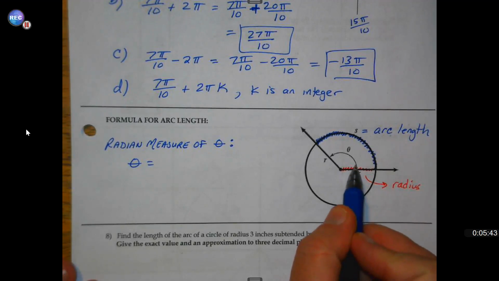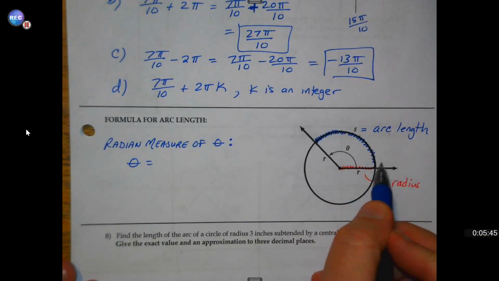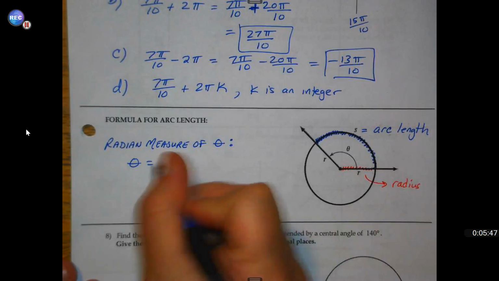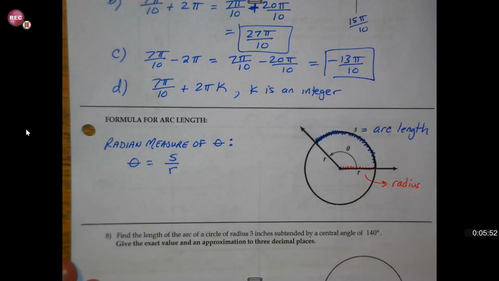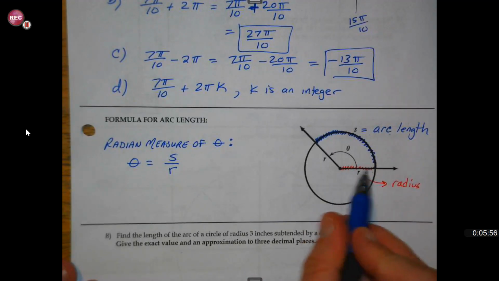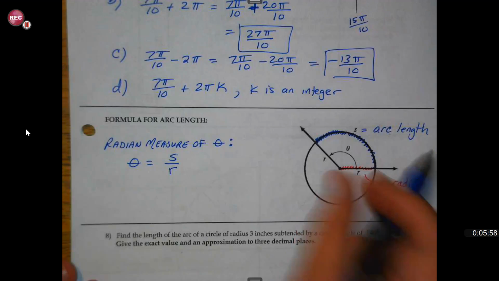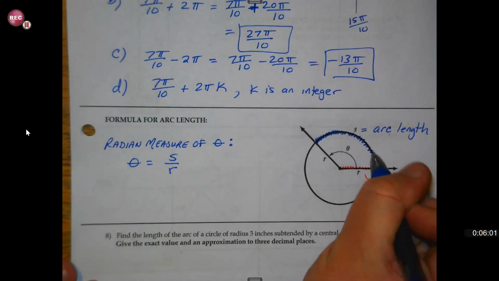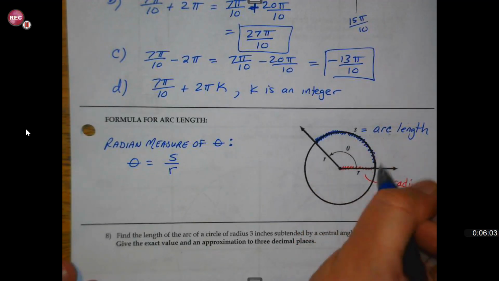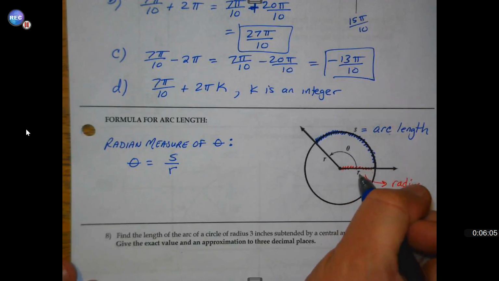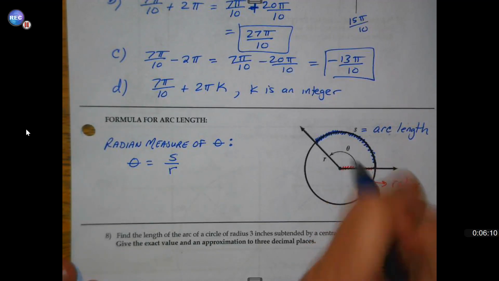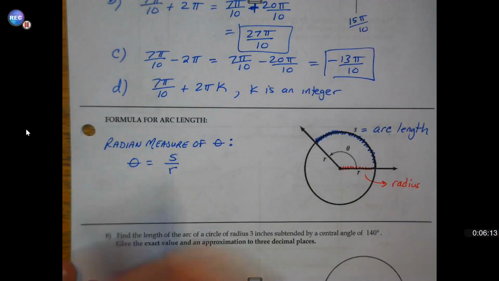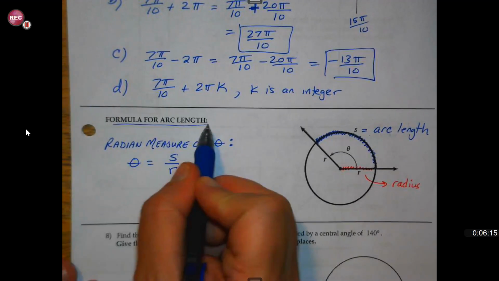Now when we were working with the Twizzlers, we defined the radian measure of theta, so what theta is in radians, to be the length of the arc, which is S, divided by the radius, which is R. So for example, if R had a length of 1 Twizzler, and S had a length of 3 Twizzlers, 3 divided by 1 is 3, which means the radian measure of this angle would be 3 radians. But we want to rearrange this so we have a formula for arc length.